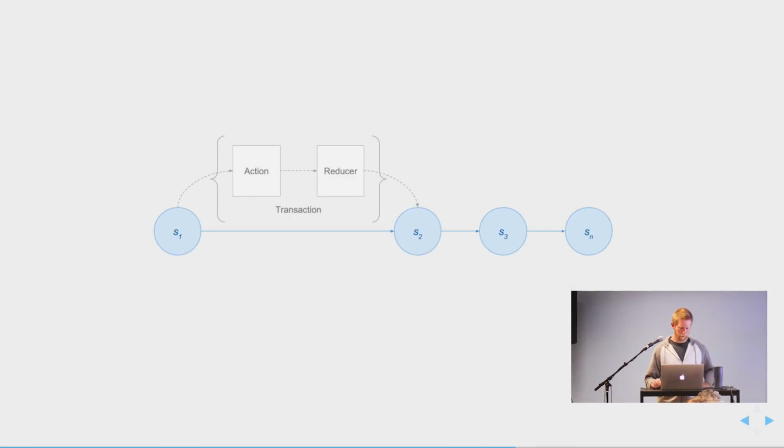So again, these three things are working together to basically transition from state to state through our app. As the user is interacting, we're dispatching actions. They're going through reducers, which take a state and an action and produce a new state. And we repeat this process as the user interacts with our app, or we receive events from the server, anything that would result in a state change.